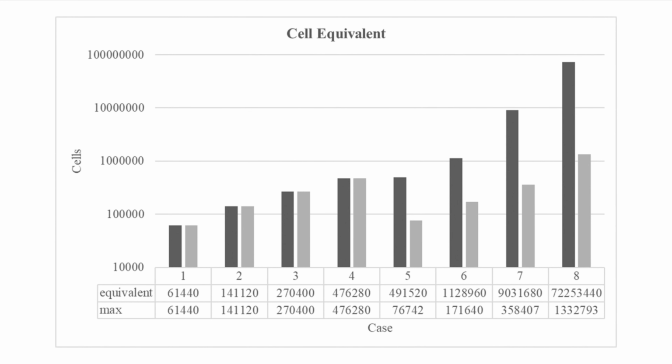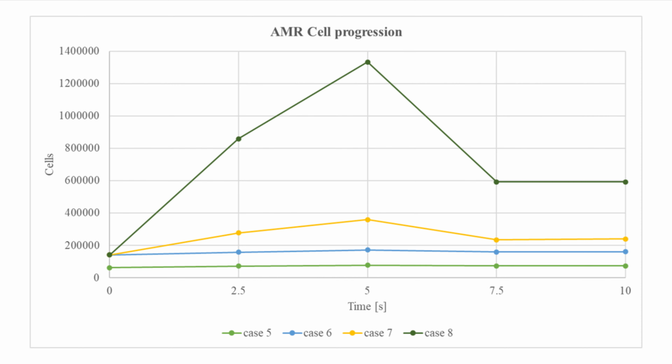The following plot shows the number of cells in each case, along with the equivalent cell count needed to resolve to a similar extent without AMR. Please notice that the y-axis is a log scale, so the delta between the cases is actually much larger than it appears. This plot shows the cell count for the AMR cases at different times during the simulation. Please note that the maximum cell count was at 5 seconds for all the cases.